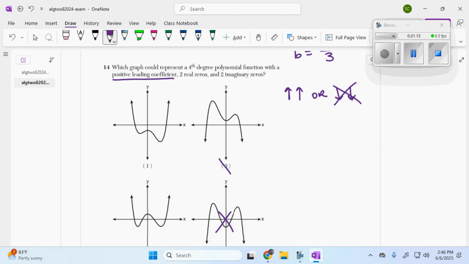The next piece of information tells you the answer. It tells us it has 2 real zeros, meaning it's going to intersect the x-axis twice, and 2 non-real zeros, which means those are going to be imaginary, and they're not going to be x-intercepts, leaving us with choice 1.